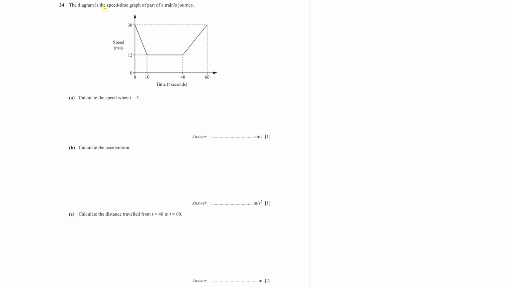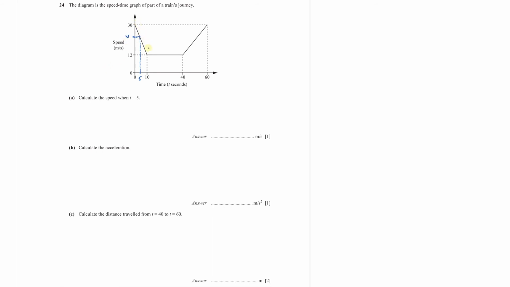Question number 24: the diagram is the speed-time graph of part of a train's journey. Calculate the speed when t equals 5. So t equals 5 would be right here in the middle between 0 and 10. If I draw a straight line to this graph, it intersects the graph at this speed, and this is the speed that we need to calculate. Let's call this speed v.